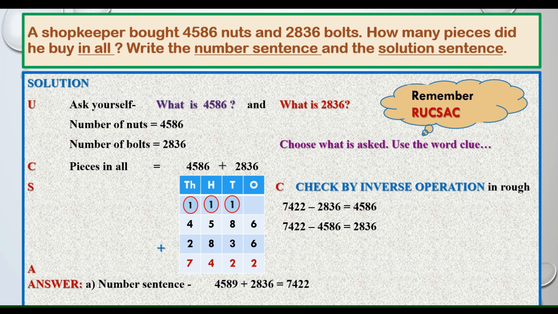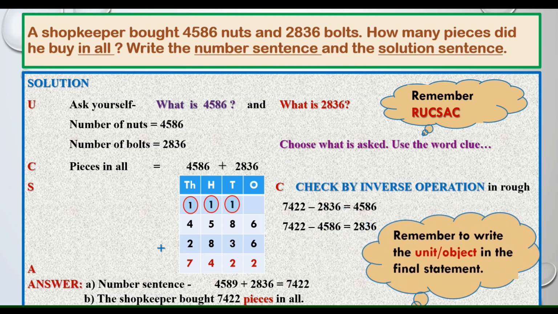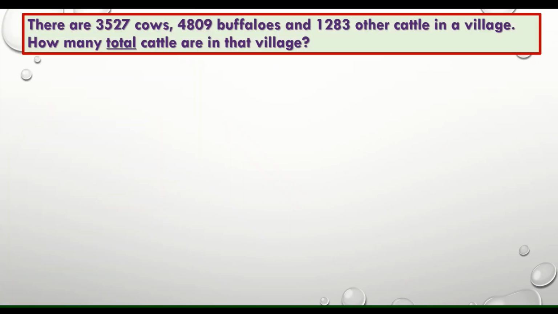And now the second part of the answer is to write the solution sentence. A solution sentence means the final statement. So the shopkeeper bought 7422 pieces in all. Here remember that the object is pieces. Pieces means both nuts and bolts. So here the unit will be pieces, and write your final answer: the shopkeeper bought 7422 pieces in all. Simple, very easy. If you follow the steps, it really becomes very easy. And the important part is to read the question carefully.